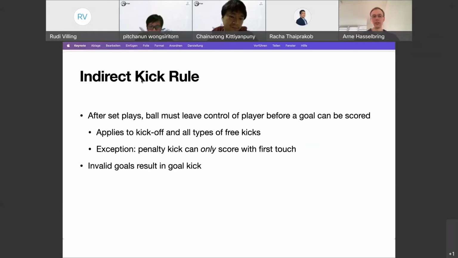Then we have the indirect kick rule. So we used to have a rule that you cannot score goals directly from kickoff before the ball left the center circle. And this has now been extended for every kind of set play, except for the penalty kick. The ball has to be played a second time deliberately, within or outside. It has to leave control of a player, so that you can't just score a goal from kickoff. You can neither just dribble the ball into the goal.